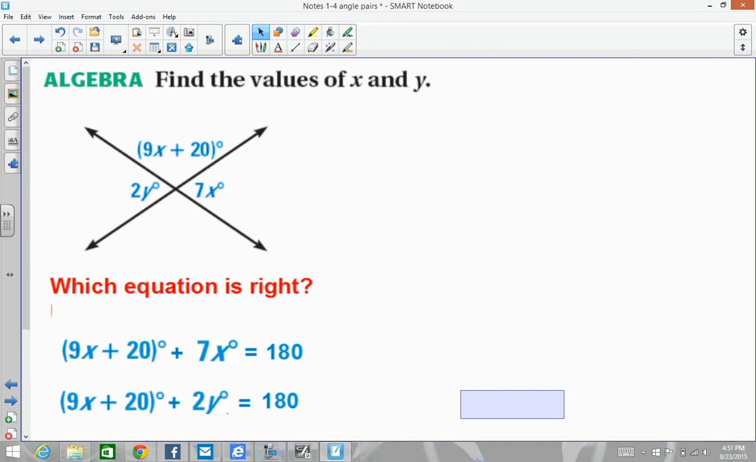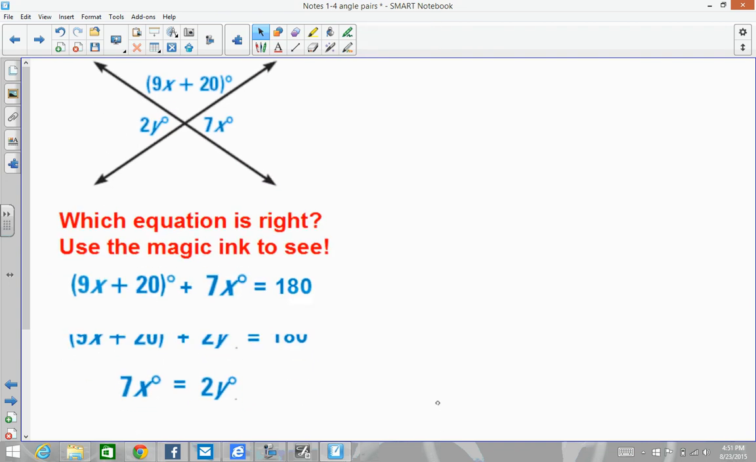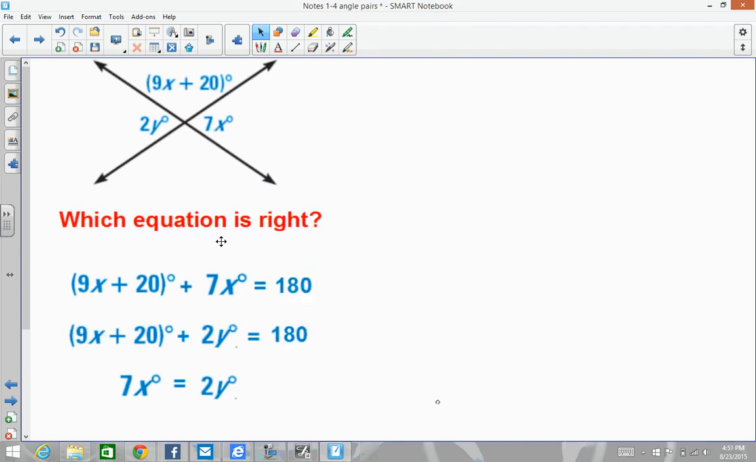All right, so which one of these equations is right? Is it the first one, the second one, or the third one? So pause the video and think about that for a second. Which equation is right? Well, now that you've started the video again, I will tell you that actually all three are correct.